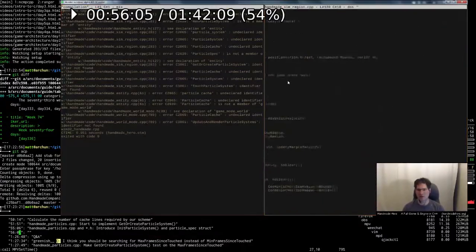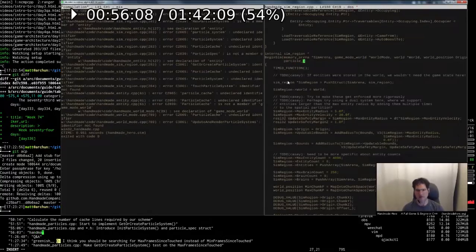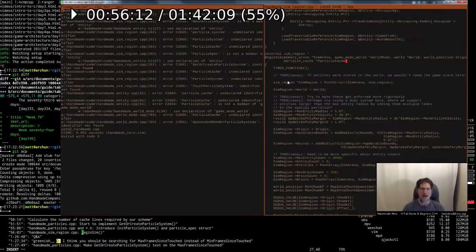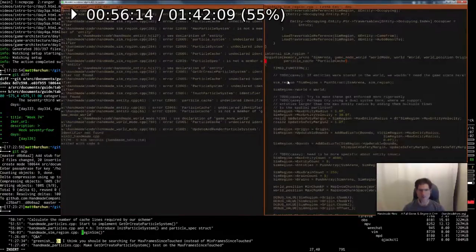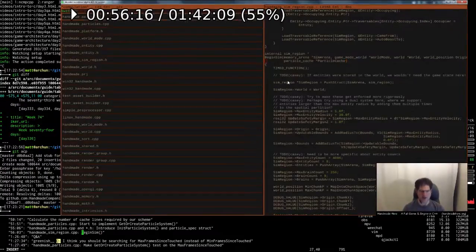Now, I said that during Begin Sim, I wanted to make this optional. So I want to basically say that you can pass a particle cache if you want to, but you do not have to pass one. And I also need to include these things because I haven't included them yet.